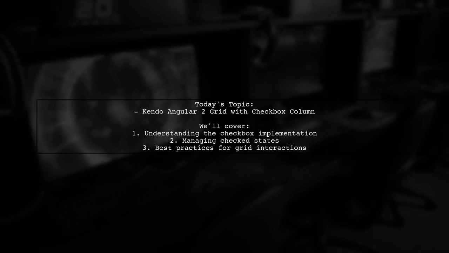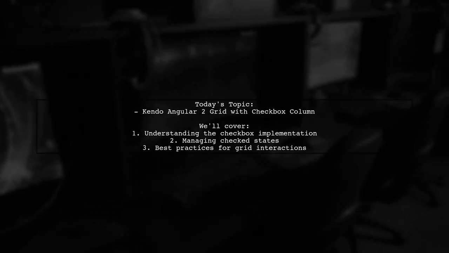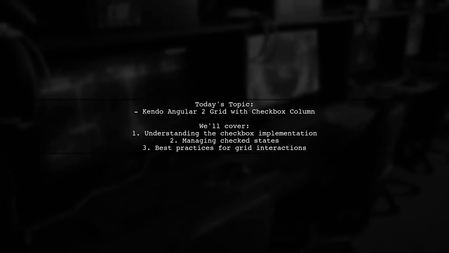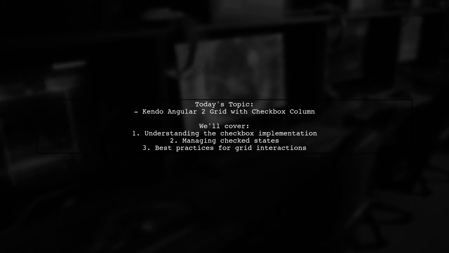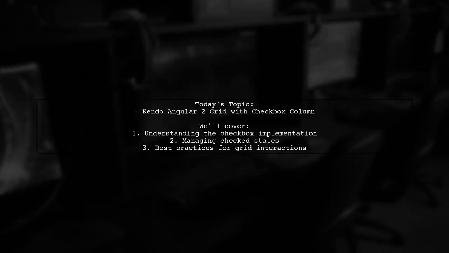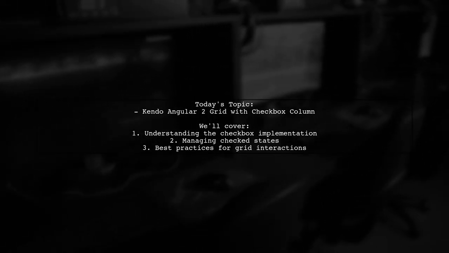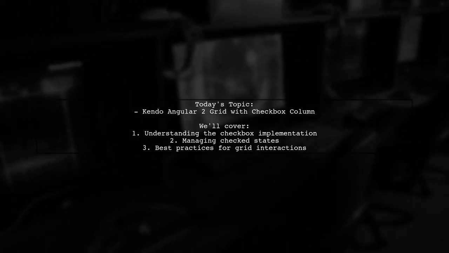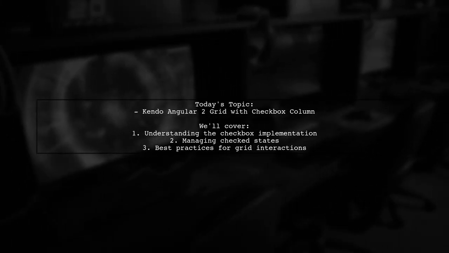Today, we're tackling a question that many developers encounter when working with grids. Our viewer is trying to implement a column of checkboxes in their Kendo Angular 2 grid. They followed the documentation example, but are unsure how to manage the checked state of all items when the header checkbox is clicked. Let's dive into the details and explore the best approach to solve this challenge.